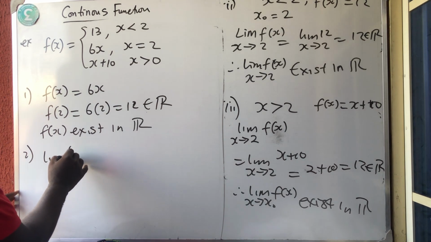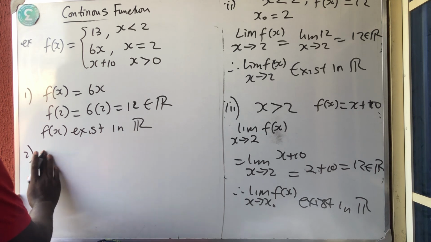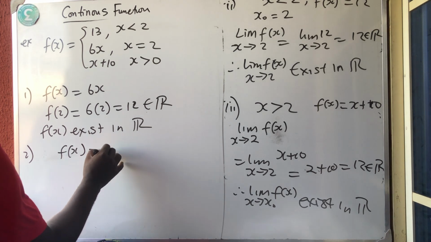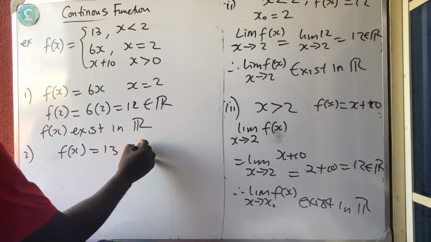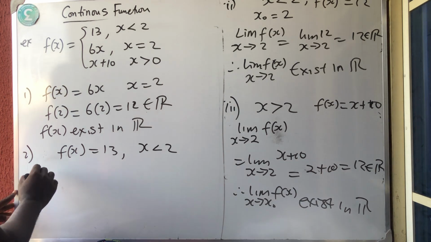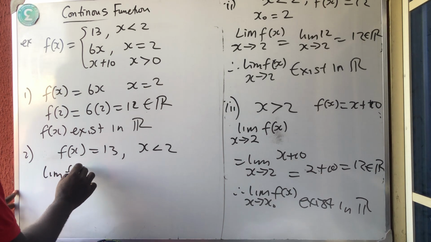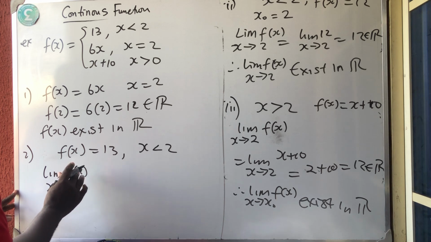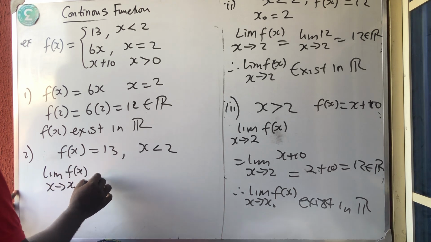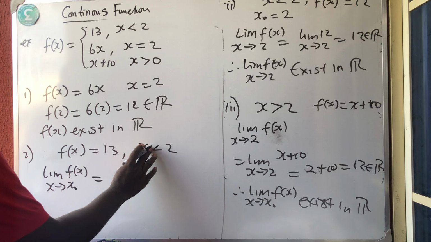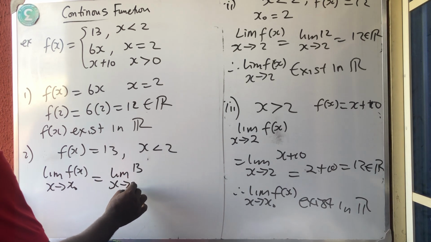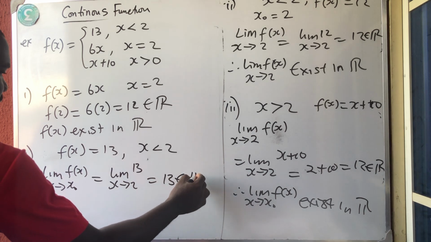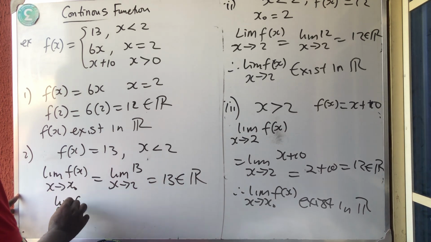Now number 2, we are using limit to check. The lim of what? The lim of 13. They say that f of x is what? 13. This one is when x is what? 2. That f of x is 13 when x is less than 2. And we are using lim. So the lim of f of x as x tends to what? x naught, which means x naught is 2. So this is the lim of 13 as x tends to what? 2, which is what? 13. And 13 is an element of real number.